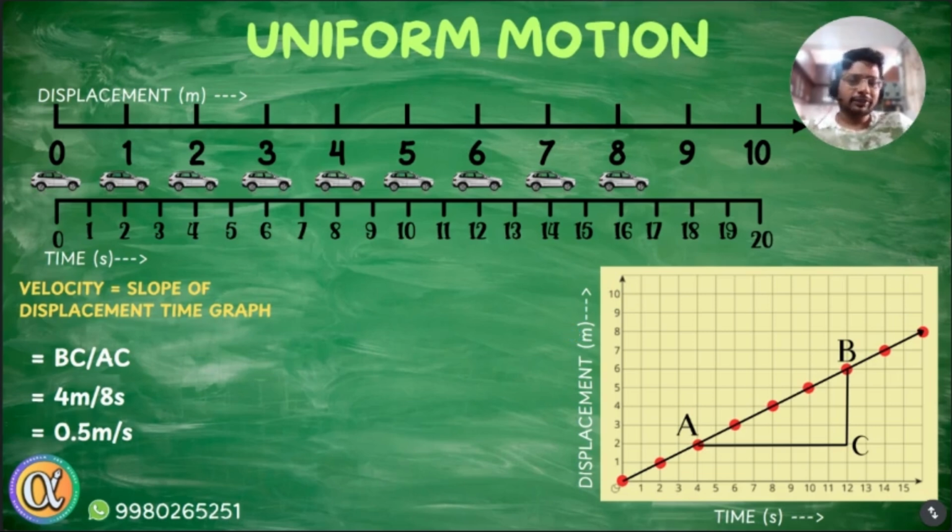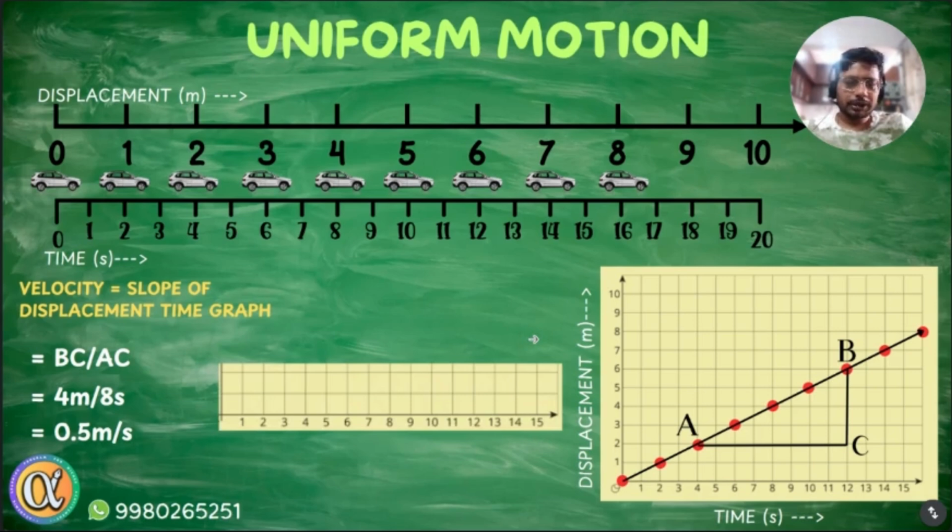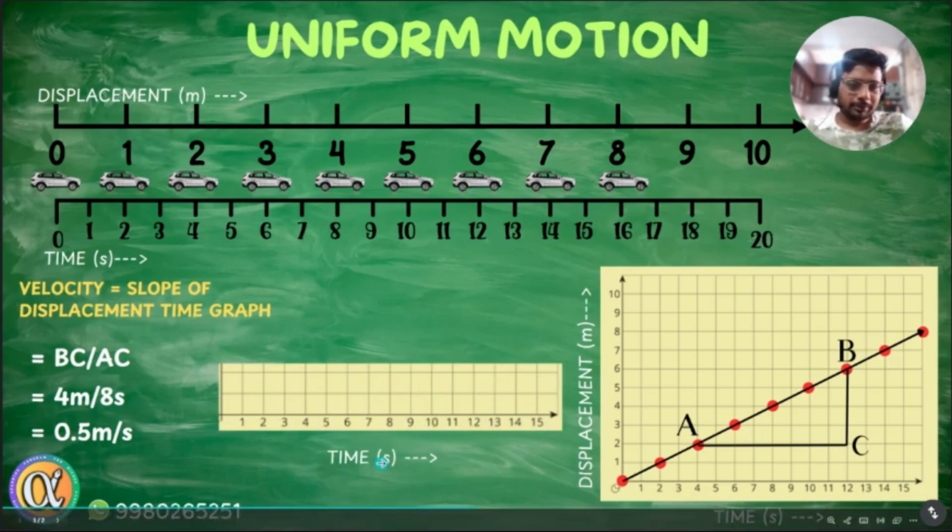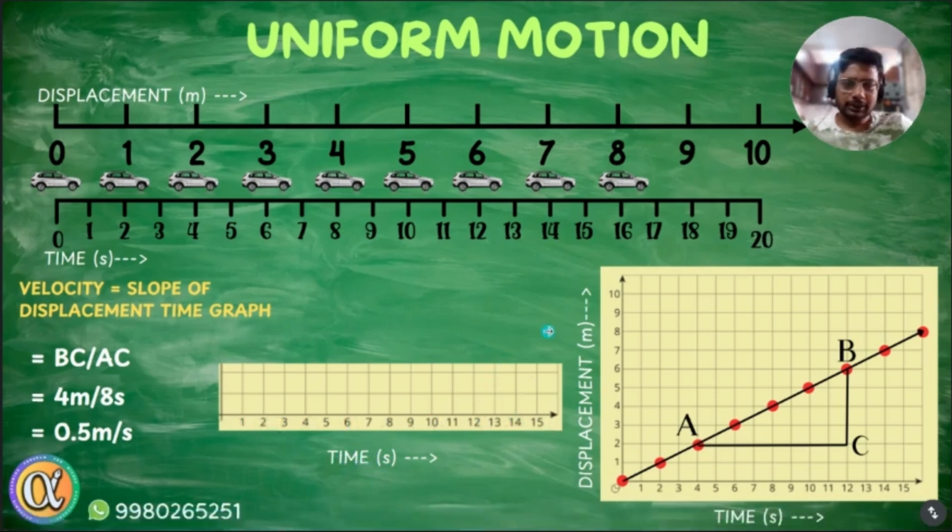See, for the same motion, the same journey from 0 marking to 8 marking, I was also interested, can we draw a velocity time graph and see how that looks? So here I've brought another graph paper. Along the bottom we write the time, marking 1 to 15 seconds, and on the y-axis we write velocity. In this case, as you see, velocity is not changing. Velocity is constant, and that value is 0.5 meter per second. Therefore, the velocity line does not go up or down.